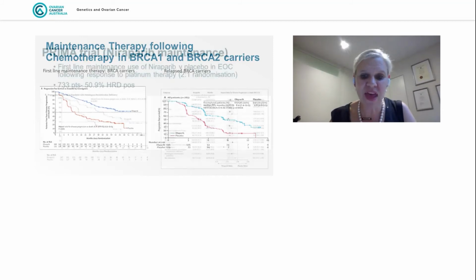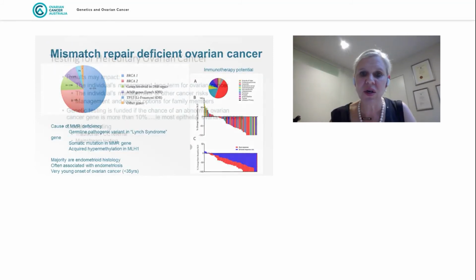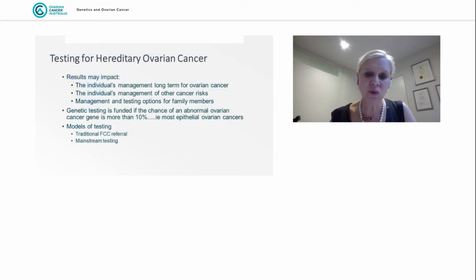So while in the past we hadn't really focused on the other cancer risks that might be associated with that particular gene, for those women, managing those other cancer risks are now very important. Of course, managing and testing for other family members is just as important if a hereditary change is identified. Gene testing, as Marion described, is largely a funded option if the chance of an abnormal ovarian cancer gene is greater than 10%. And this occurs in most epithelial ovarian cancers.